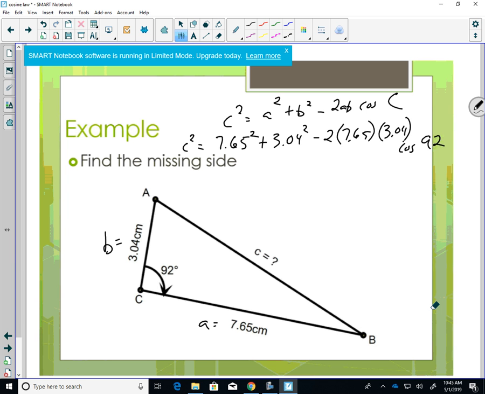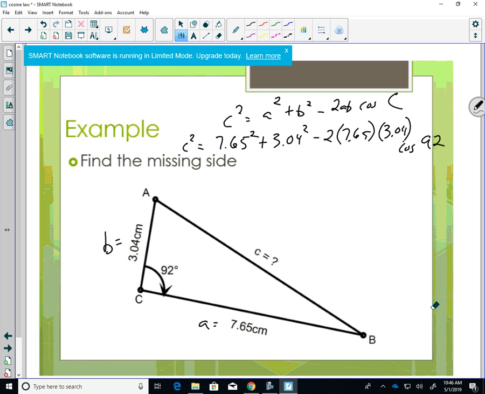7.65. Now, can we do it all in one step, do you think? I would encourage you to, because I think you're going to make more mistakes otherwise. My only concern would be, don't round until the very end, because that will be a problem. That's why I encourage you to do it all in one step on your calculator.